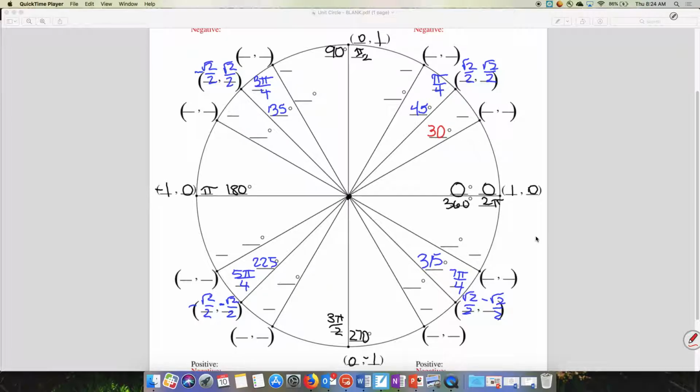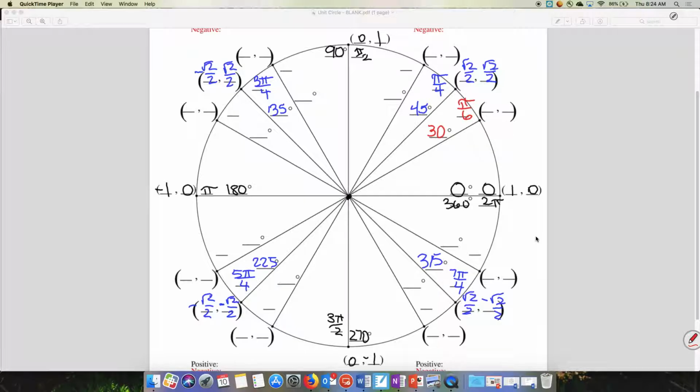And I'll do all of my 30-degree angles in red. Okay? So 30 degrees is what in radians? Pi over 6. Okay? By next week, that needs to be automatic for you. 30 degrees is pi over 6. 30 degrees, pi over 6.